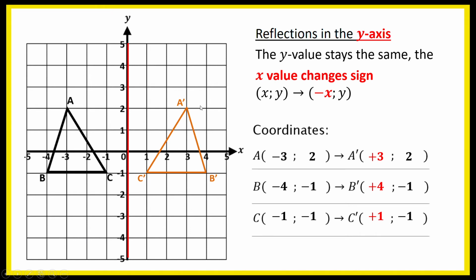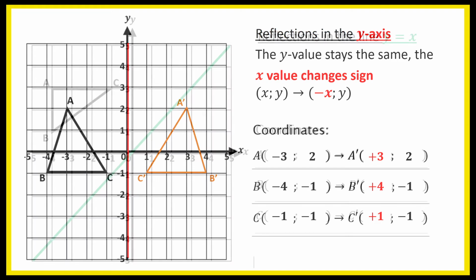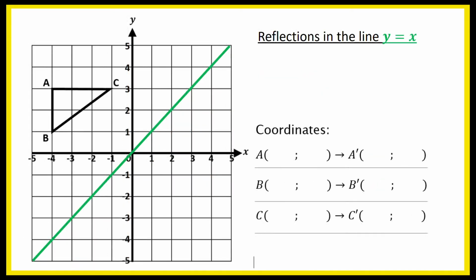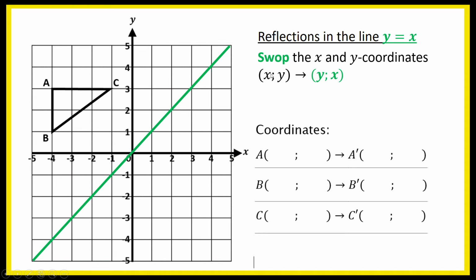There is another line that it can reflect over, and that's the line y equals x. It's that green line there, so it can reflect over that diagonal line. When you reflect over that line, the x and y coordinates just get swapped. If it was (1, 2), it becomes (2, 1). Nothing changes with the signs, only the coordinates get swapped. If it was (x, y), now it'll be (y, x).